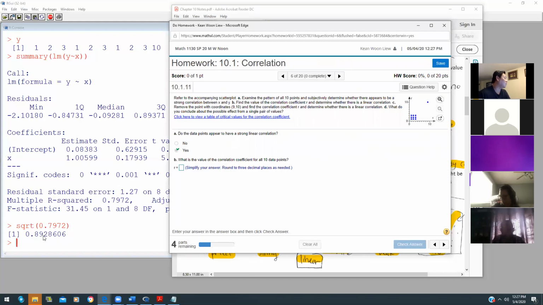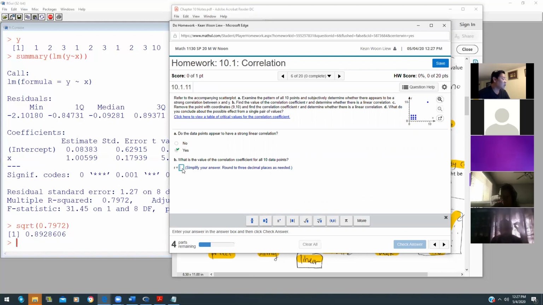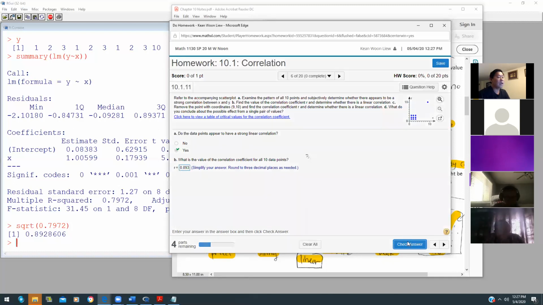What is your R? We just copy it down. Now, do not forget to look at your slope first. Is the slope positive or negative in this question? Look at your x here. Your slope is positive. That means your R will be positive. So it's 0.893. If your slope here shows a negative number, then you have to put a negative in front.